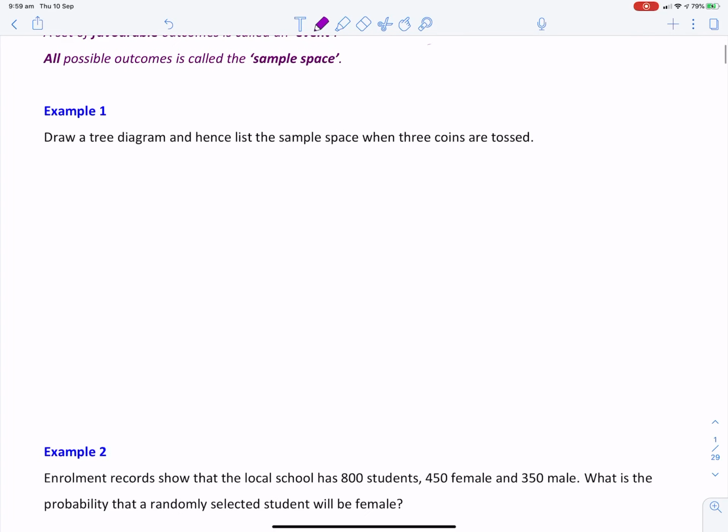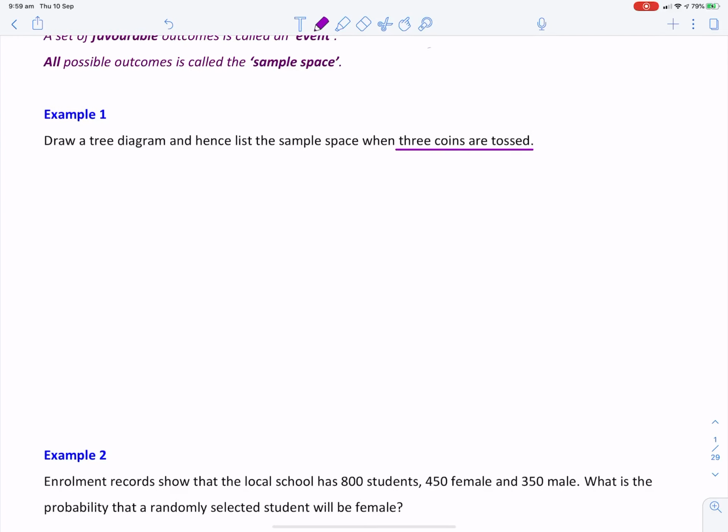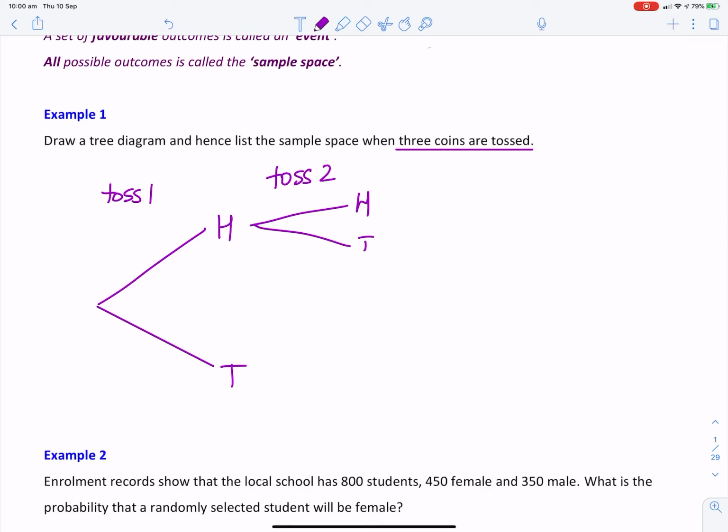So here, I want to draw a tree diagram and list the sample space when 3 coins are tossed. So the assumption would be, it's a head and tails coin, and it's 50-50. The best thing I think to do here is to label them. Toss 1, I could get a head or a tail. Toss 2, after I get a head, I could then get a head or a tail. And then on toss 3, I could get a head or a tail. After getting a head, I could get a head or a tail. And after getting a tail, I could get a head or a tail.